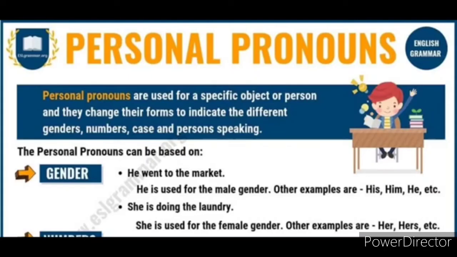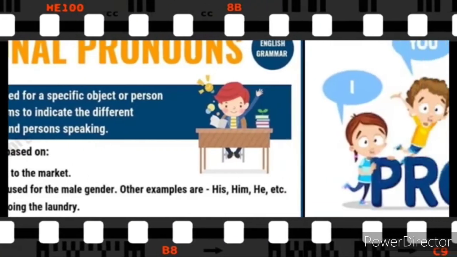Likewise, children, we have to use the personal pronoun according to the gender, according to the number, according to the case. So, a personal pronoun refers to a specific person or thing, and it changes its form according to the person, gender, number and case, children. Another example: she is doing the laundry. Here, she represents the female gender, and other examples are her, hers, etc.